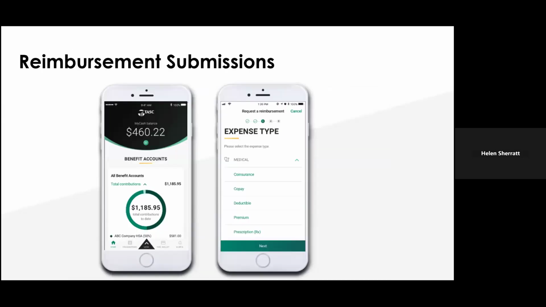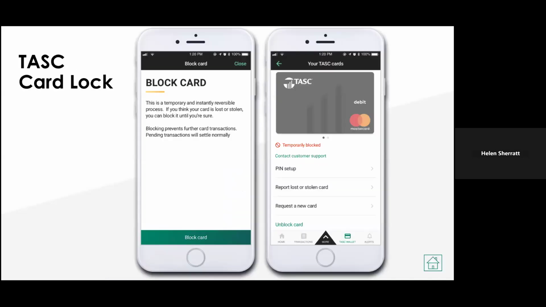Okay, reimbursement submissions. This is where you would submit for your reimbursement. You can take a picture of your receipt, and then you just choose what kind of expense it was. And you go through the prompts through the app, and it will submit those reimbursements for you. And you'll get a little check mark usually saying it's there, and you can look at it and track it. I can't say anything bad about the mobile app. I personally use the mobile app a lot.